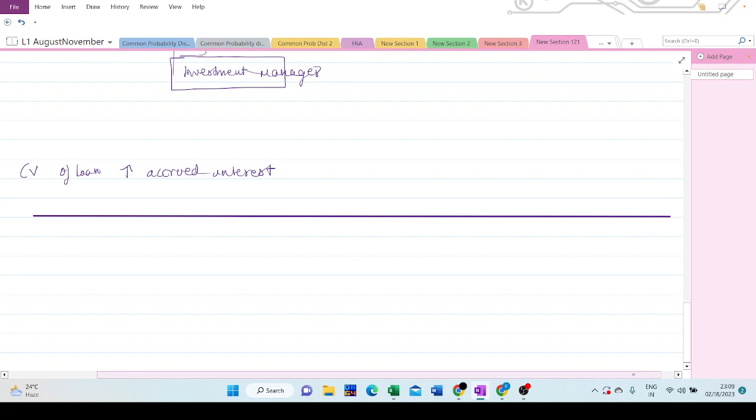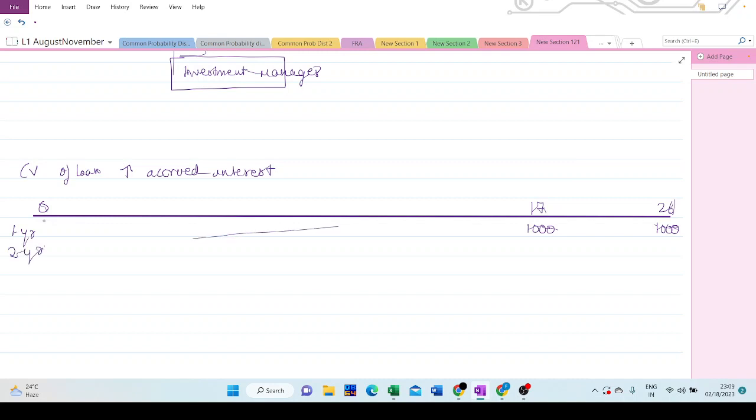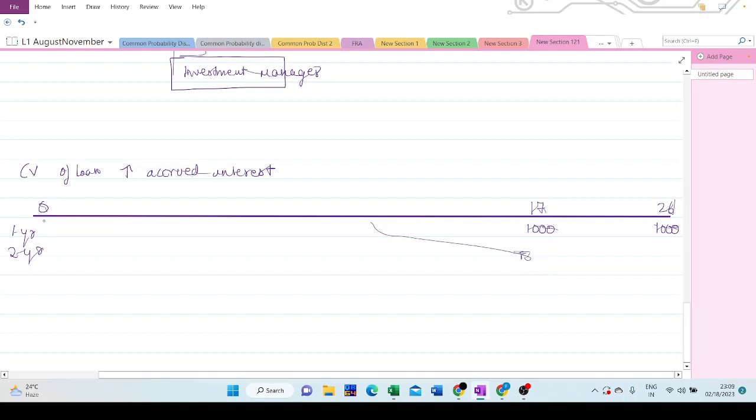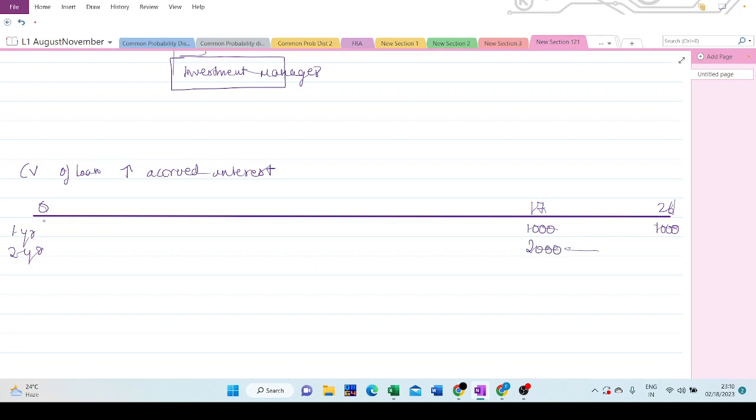ओके, so when he had worked for 1 year, right, he was eligible to receive $1,000 every year till the next 10 years after he retires, right. Now he has worked for 2 years. So now he is eligible to receive how much? 2,000. ठीक है? Now he is eligible to receive 2,000 every year.